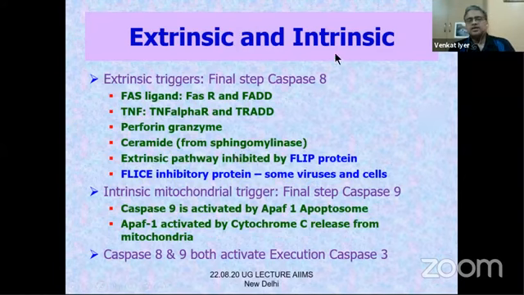The other pathway is intrinsic. So in the intrinsic pathway, there is a mitochondrial trigger, the final step of which is activation of the other enzyme, caspase 9. This involves activation of APAF1, which forms an apoptosome. We'll see the details of this. And APAF1 is in turn activated by release of cytochrome C from the mitochondria. So the intrinsic mechanism is related to a mitochondrial trigger.